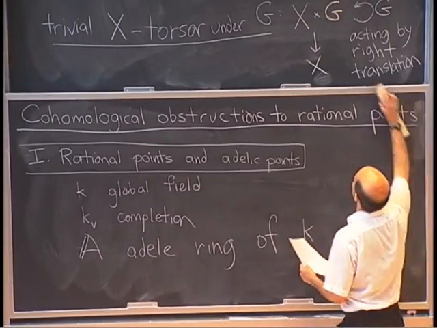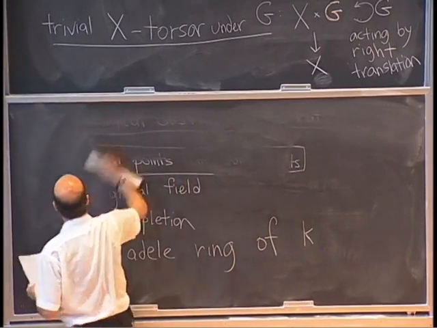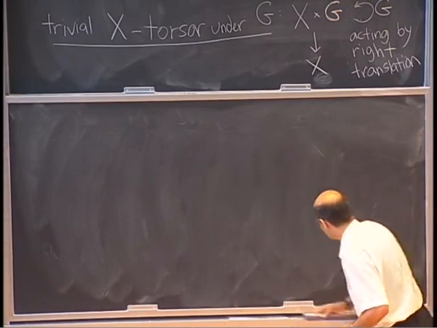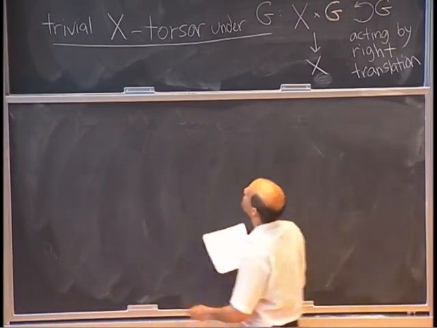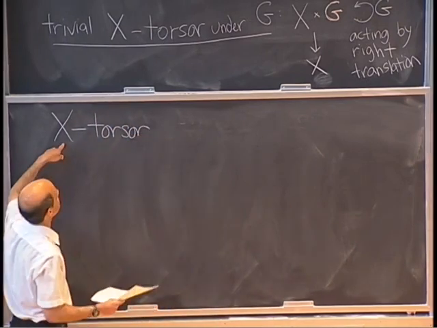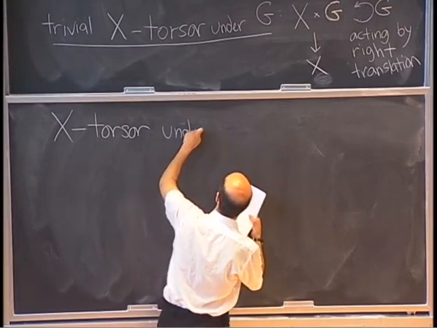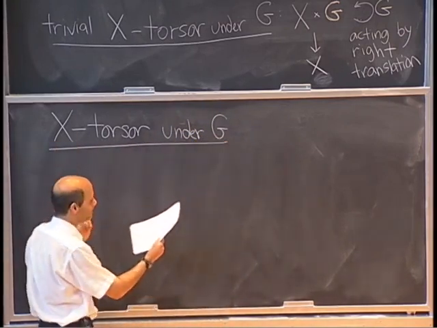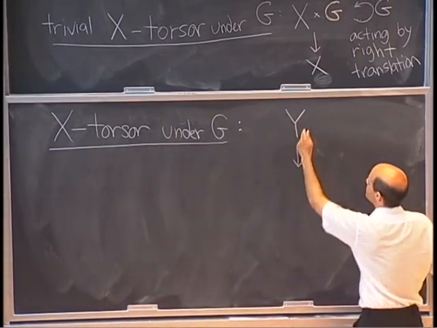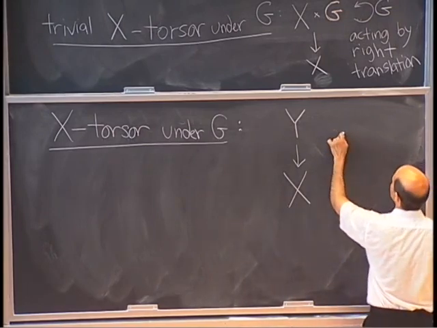And then a general torsor is just something that looks like that étale locally or fppf locally. So a general X-torsor. The X always denotes the base, and the group is G. It's going to be some variety over X together with an action of G.